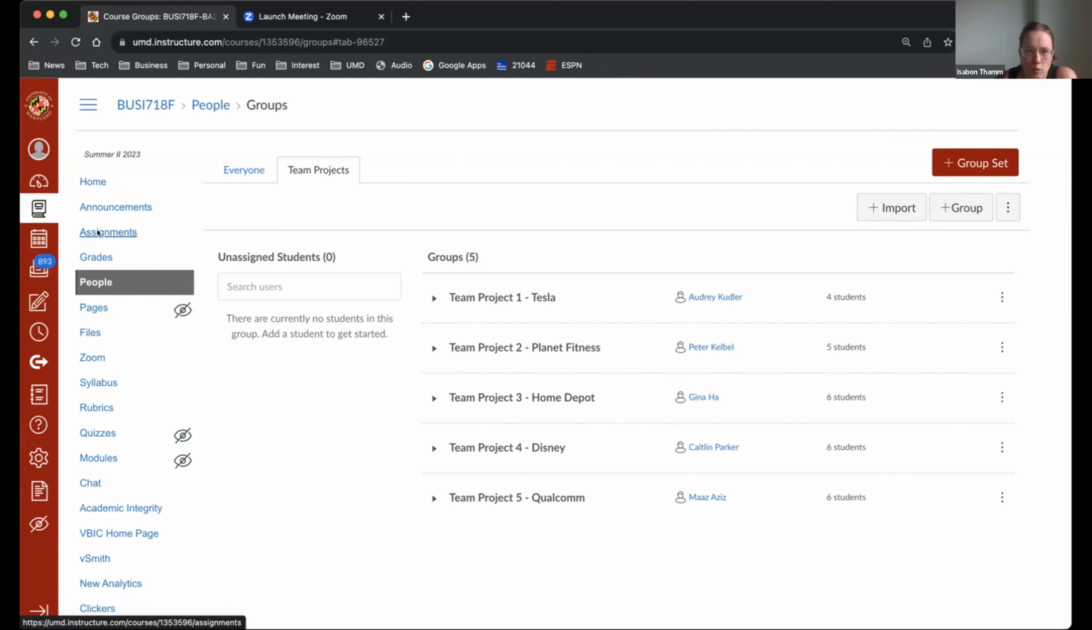And it's one per team, correct? One per team. So the whole Planet Fitness team is basically evaluating the Tesla team. We don't need six different evaluations. You're just evaluating as a team.